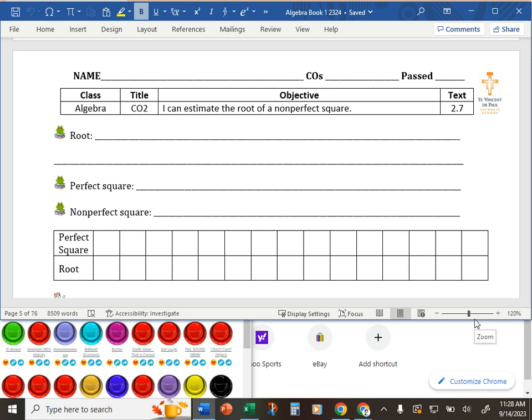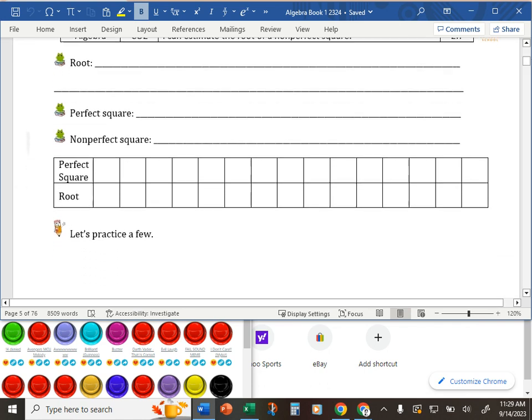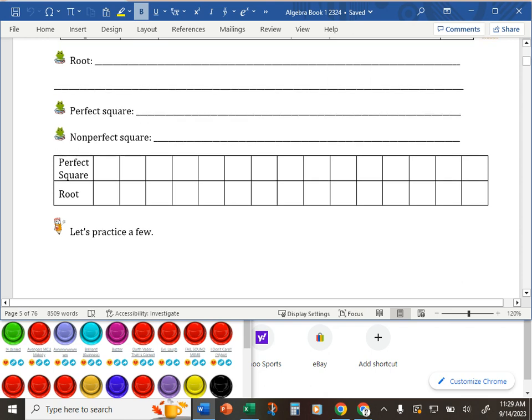Hello and good day, Algebra. We are going over CO2, which is estimating the root of a non-perfect square. More of a number sense objective than anything else. We've talked about perfect squares before, non-perfect squares, with rational and irrational numbers. Today, we're going to go a little bit deeper because as you go into geometry next year especially, you'll be using roots fairly commonly. So let's start with the definition. What is a root? Or what's an example of a root?